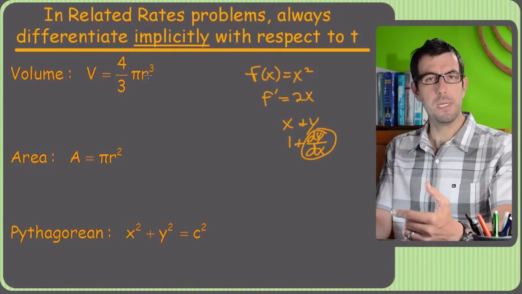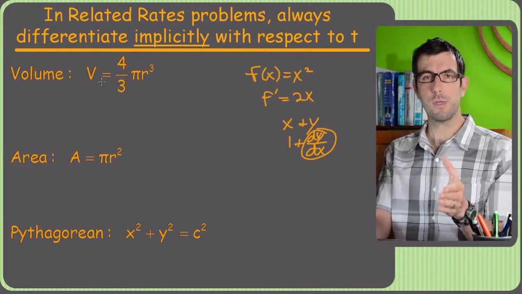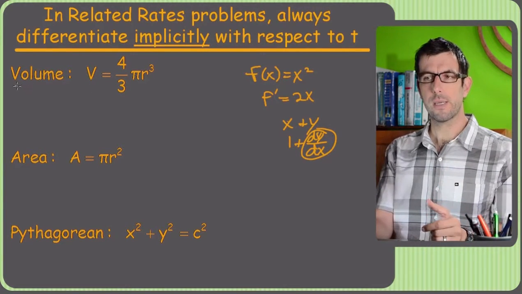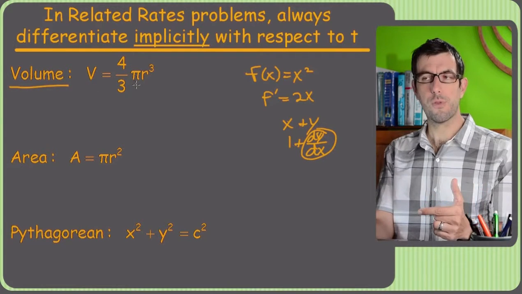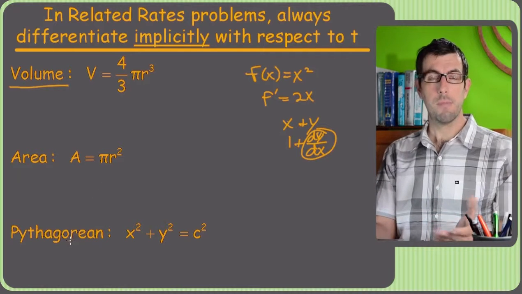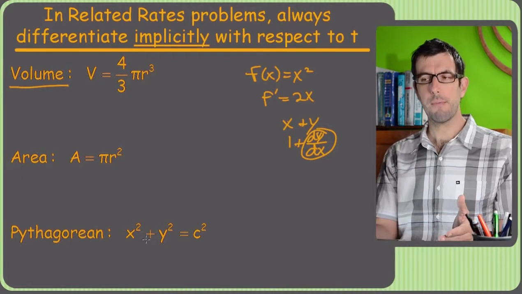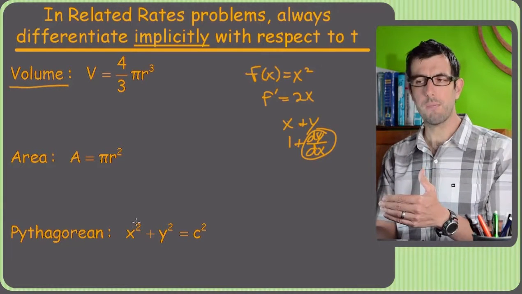Even though the letter t is never going to appear in the formulas that we use in related rates, we're going to use things like the equation of volume. The volume formula for a sphere is 4/3 pi r cubed. The area of a circle is pi r squared. The Pythagorean theorem, again, there's no time in there. It's just a bunch of distances, right? Side length, side length, side length. These are all in meters.